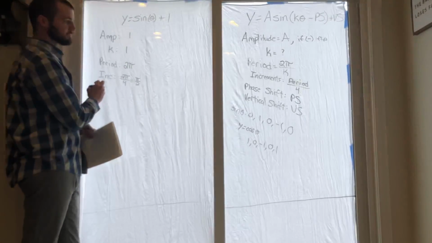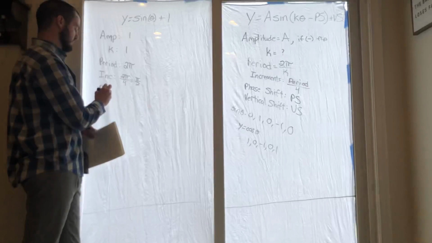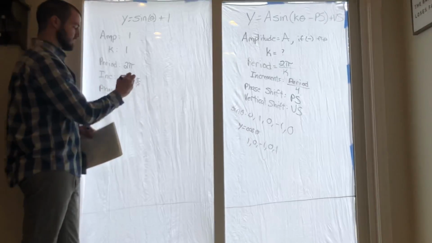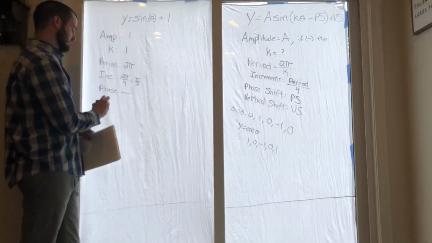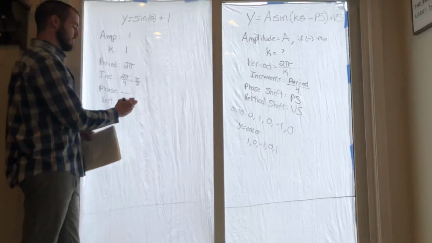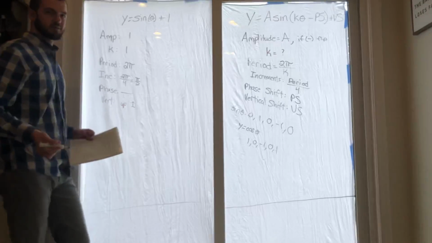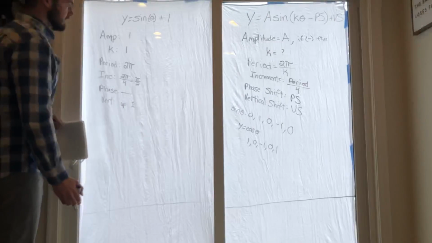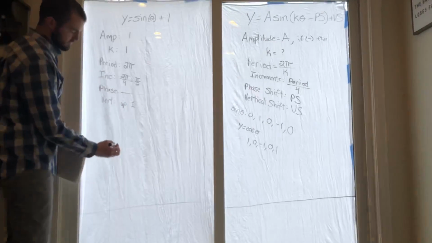Our phase shift, we don't have one. Vertical shift, we're going up 1. You can put +1, up 1, doesn't really matter. All right, so now to graph it.